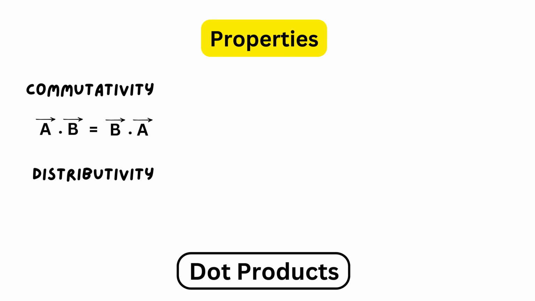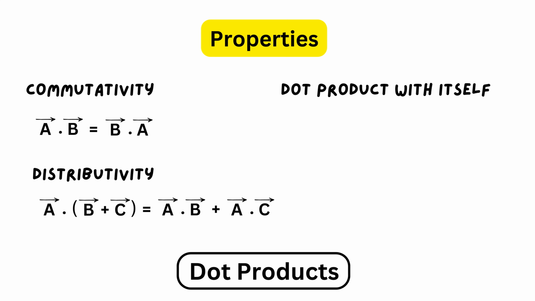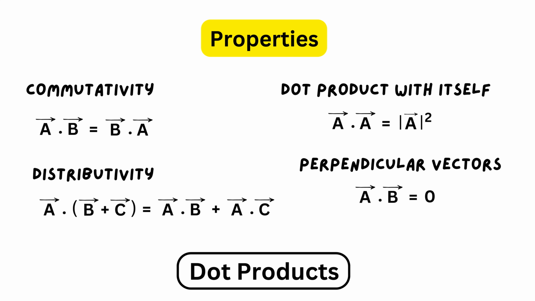The second property is distributivity. Mathematically, A dot (B plus C) is the same as A dot B plus A dot C. The third property is the dot product of a vector with itself. If we take a vector A and compute A dot A, this result is the length of A squared, which is useful in many calculations, such as finding distances. The fourth property is that if two vectors are perpendicular, meaning they form a right angle, then their dot product is always 0.